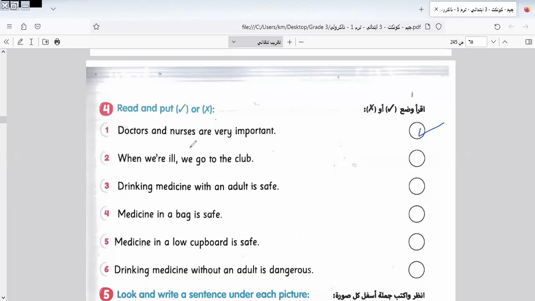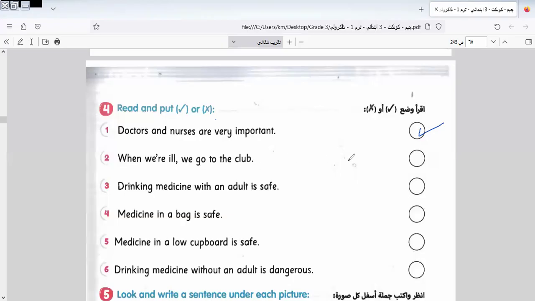Why? Because the success of any process of treating patients depends on nurses more than doctors, because doctors give the regulations or the steps to the nurse to do things for us. So doctors and nurses are very important to us.